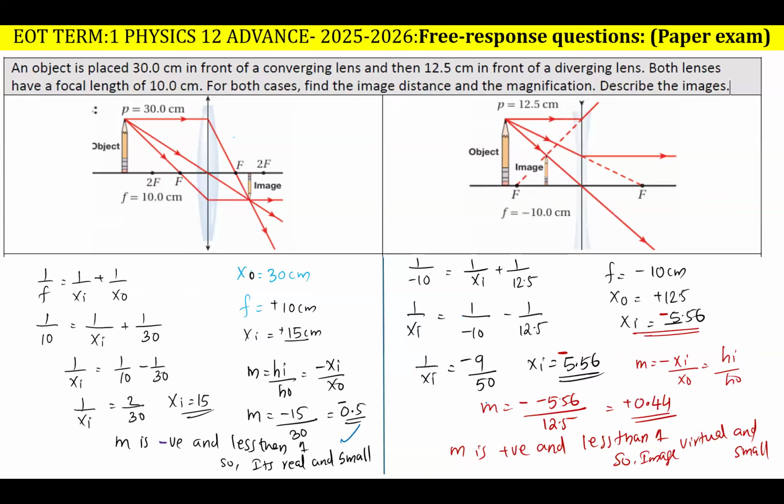Don't get confused. For this one, we got the xi value over here, then m is equal to 0.44. As m is equal to 0.44, it is less than 1, so it's a small image. At the same time, it is positive, and positive means we will be getting a virtual image. Okay, so that's all for this.